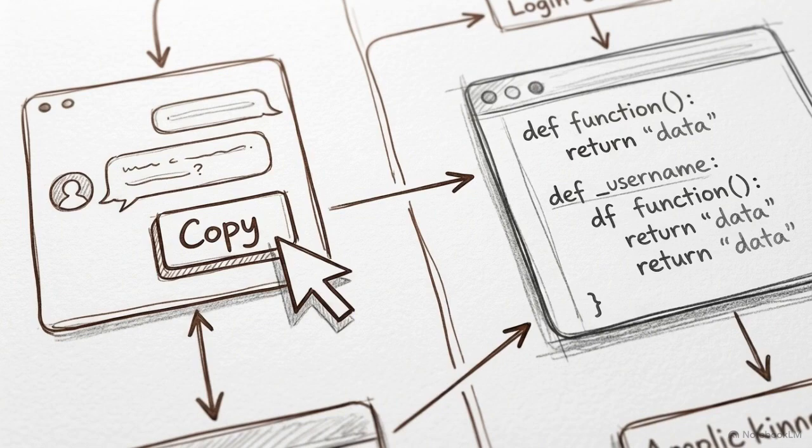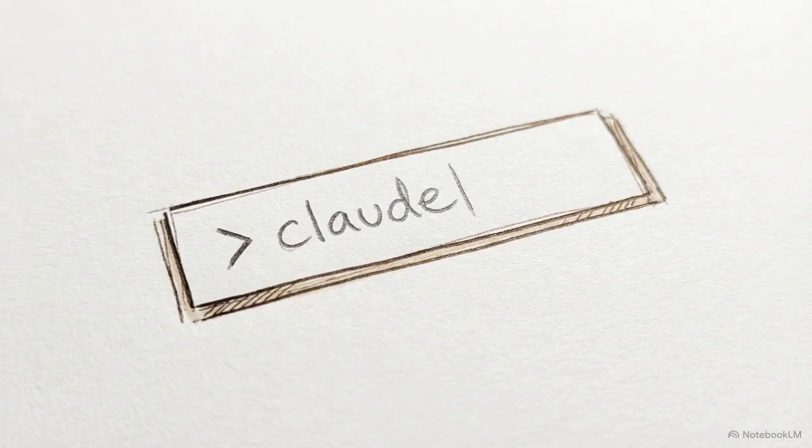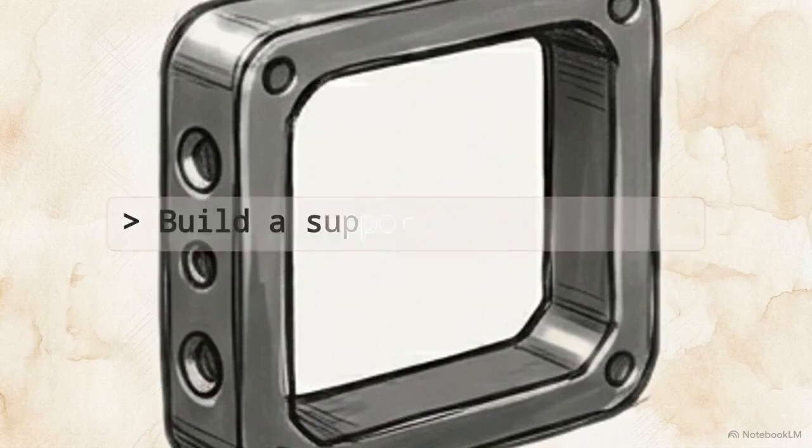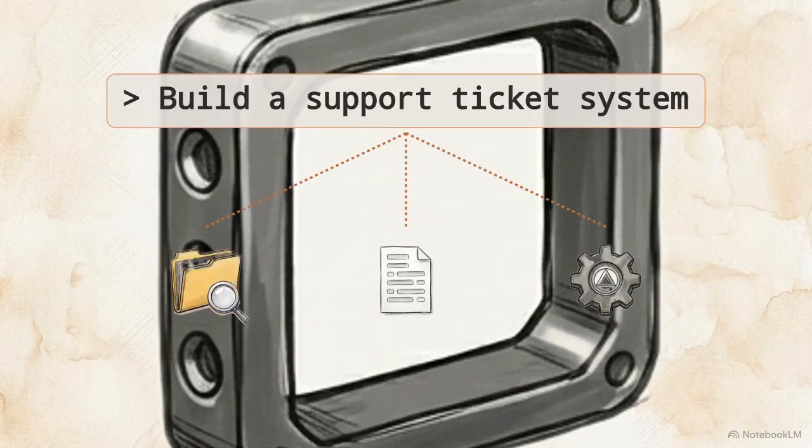Most AI coding tools work like advanced autocomplete. You ask a question, copy the generated code, and paste it into your editor. But an autonomous coding agent lives directly inside your terminal. You describe what you want, and it reads your files, writes the code, and executes the terminal commands to build it.